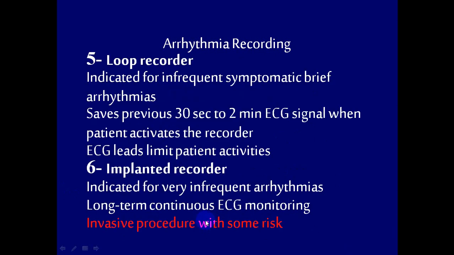While loop recorders are indicated for infrequent, symptomatic, brief arrhythmia, where symptoms last a very short period and cannot be caught by an event monitor when recording and firing the device. The loop recorder saves the previous 30 seconds to a minute of signal, so even if the patient cannot record in time, the instrument saves it when the patient activates the recorder. ECG leads limit patient activities.